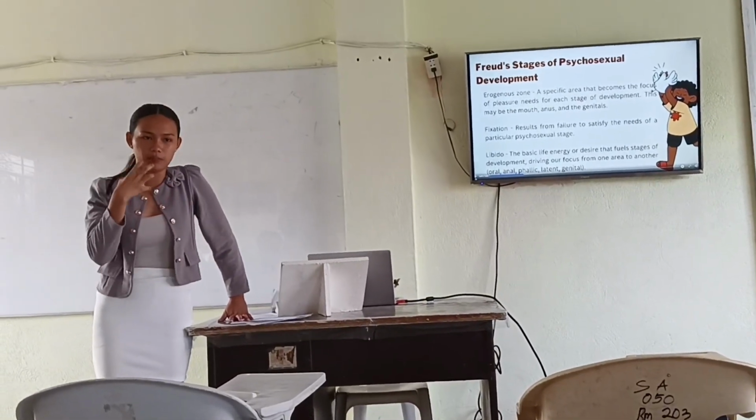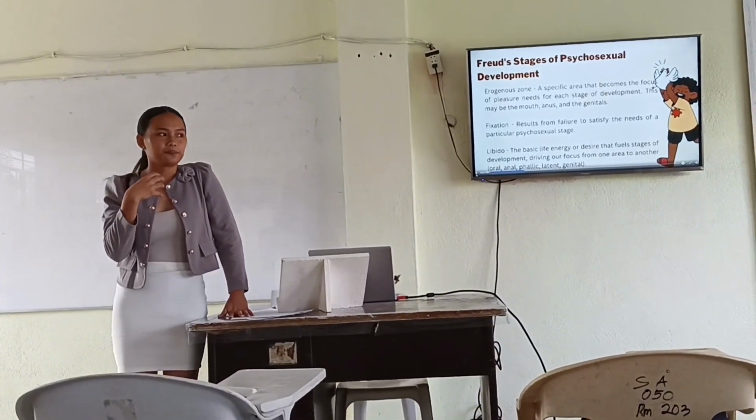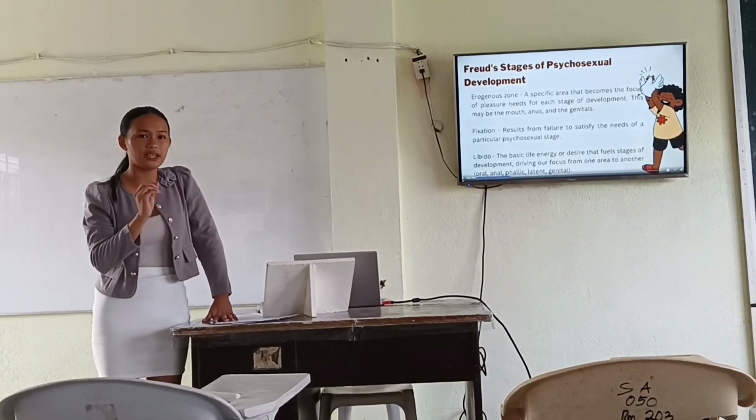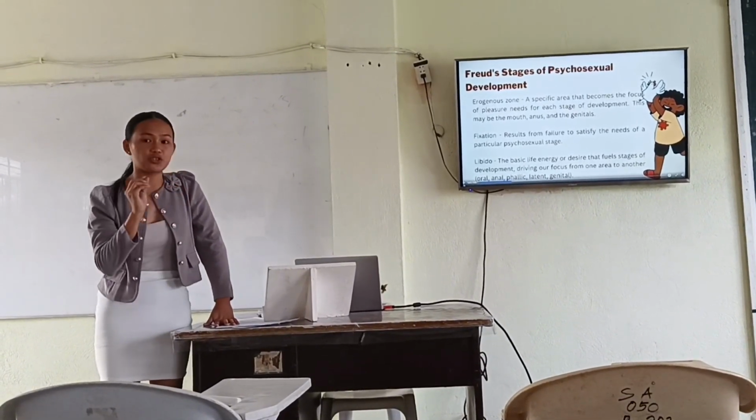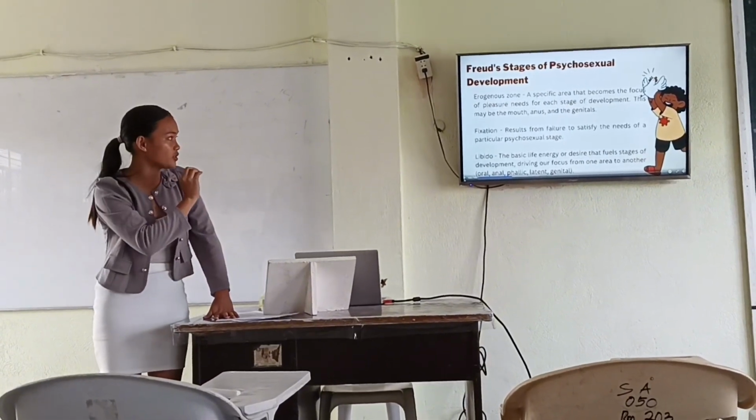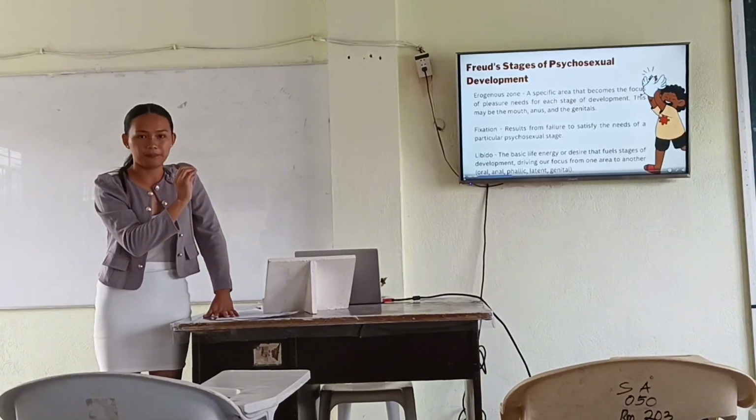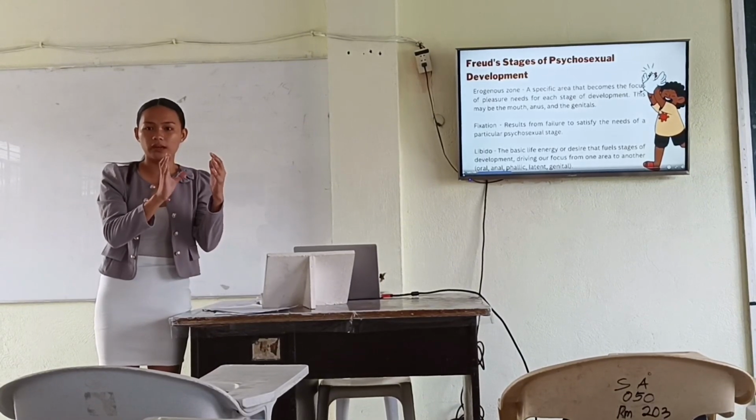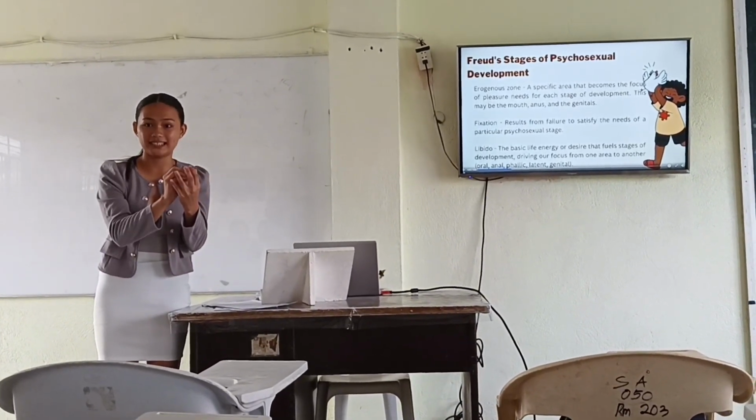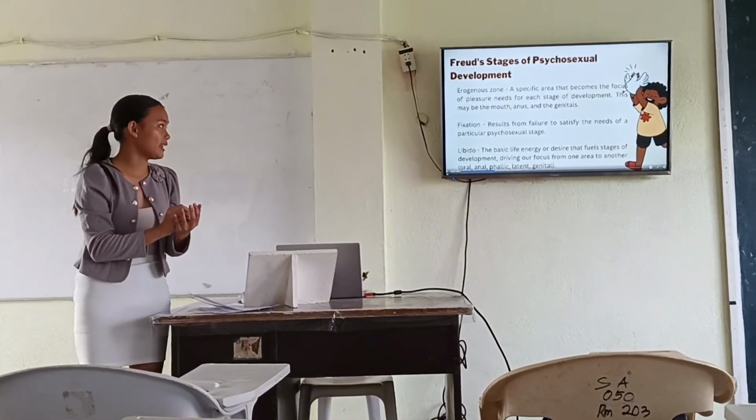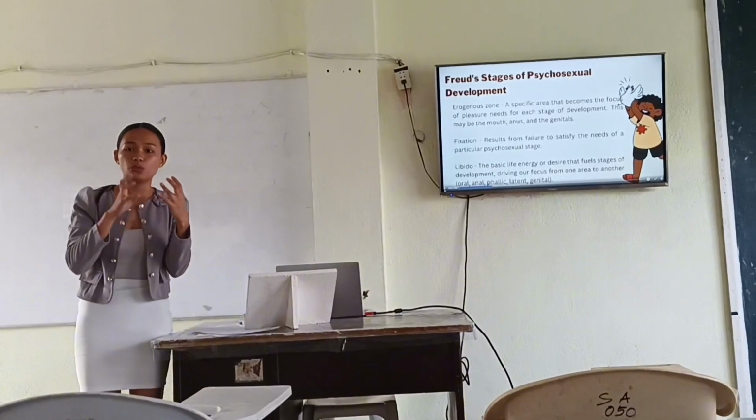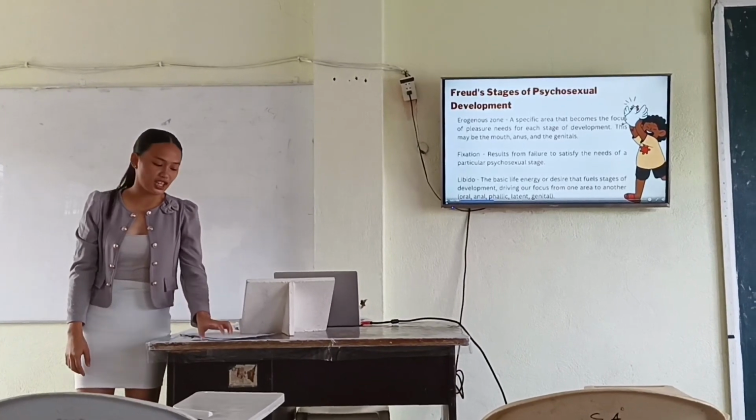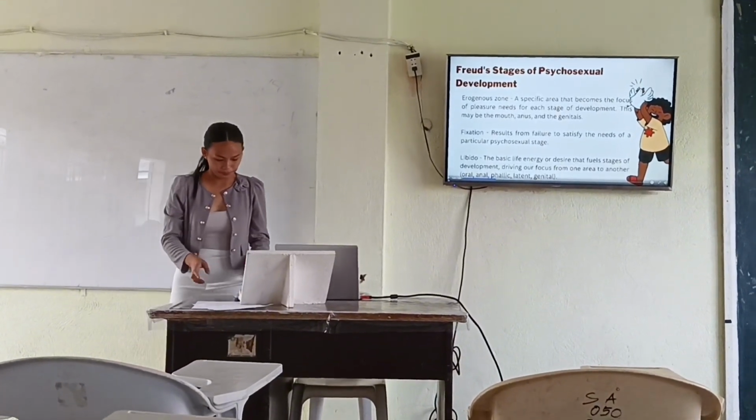So, our libido focuses on certain erogenous zones. What is an erogenous zone? It is a specific pleasure area. Highlight it: erogenous zone, specific pleasure area. So, our libido focuses on the erogenous zone, and in that erogenous zone, our needs must be met. Now, if our needs are not met, or there is a failure to meet the needs, then what will happen? Fixation occurs.